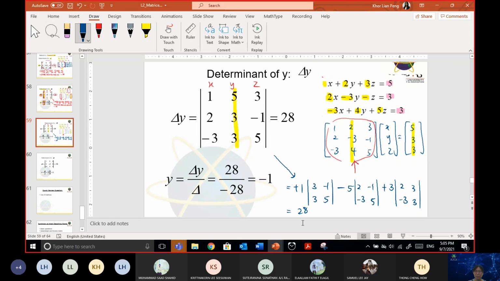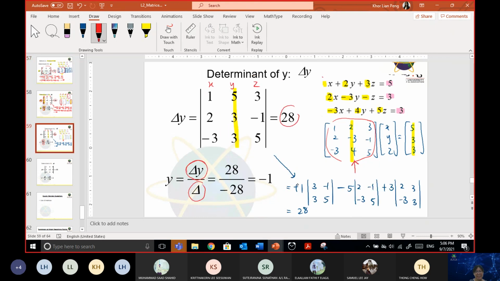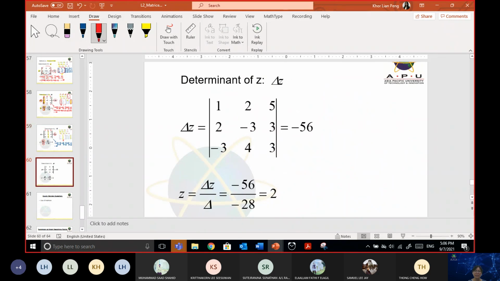Now done. Then how do we get the value? The determinant of y that we just obtained is divided by the determinant that we got in the first step. So we get this answer. And the same thing we repeat for z.